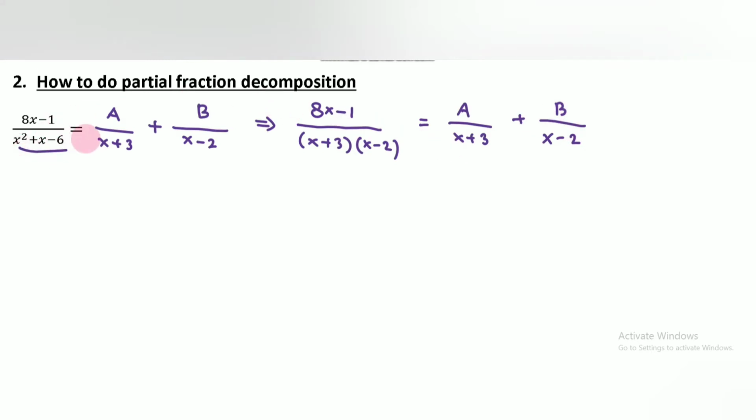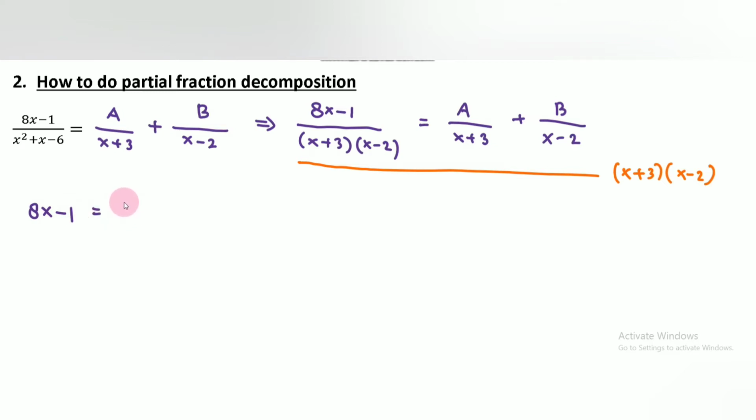Okay, if I see this and I multiply it all by x plus 3 times x minus 2, can you imagine? The result will be 8x minus 1 equals A multiplied by x minus 2 plus B multiplied by x plus 3. Okay, let me show you if you don't have the idea why.